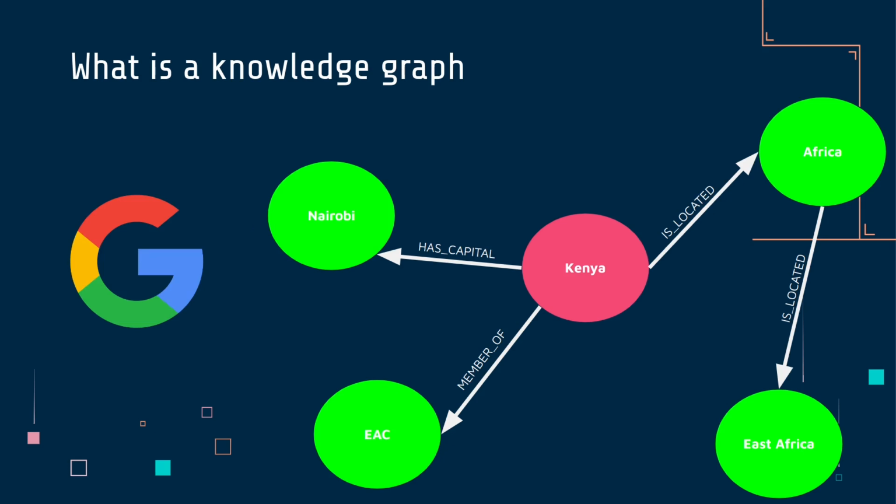Let's take Google. I'm currently in Nairobi in Kenya, so I'm going to use Kenya as an example. Let's say I go on the internet and I Google Kenya. I just type in Kenya, and then suddenly I get different suggestions. Kenya has the capital city Nairobi. Kenya is a member of the EAC, the East African Community. Kenya is located within Africa, and is a country within East Africa. So how does Google know all this? Well, it knows all this using a knowledge graph.